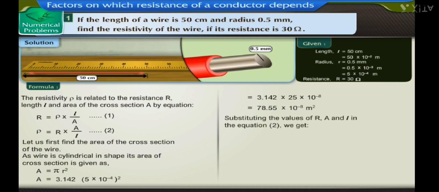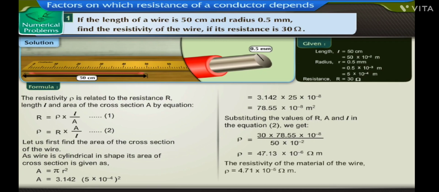Let us substitute the values of R, A and L in equation 2. Rho is equal to 30 multiplied by 78.55 multiplied by 10 raised to minus 8 divided by 50 multiplied by 10 raised to minus 2. Rho is equal to 47.13 multiplied by 10 raised to minus 6 ohm meter. Hence, the resistivity of the material of the wire, rho, is equal to 4.71 multiplied by 10 raised to minus 5 ohm meter.